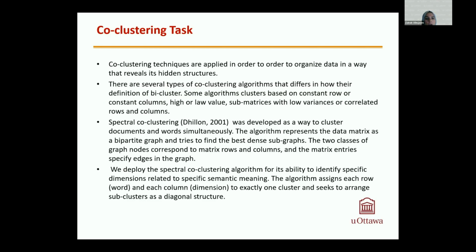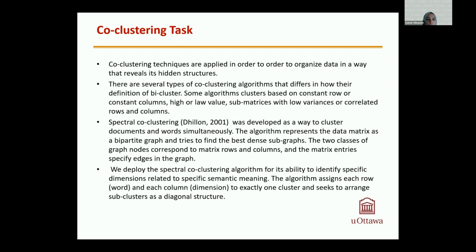Co-clustering techniques are applied in order to organize data in a way that reveals the hidden structure. There are several co-clustering algorithms that differ in how they define the bi-cluster. Some algorithms cluster based on constant rows or constant columns. Some cluster based on high or low values. Some consider low variance or correlated rows and columns. We selected spectral co-clustering.